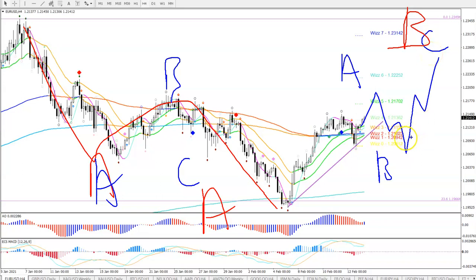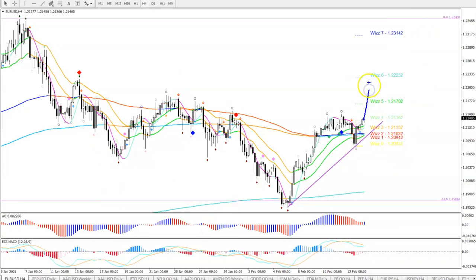Okay, I hope that's clear. So this is 5 of A, 3 down, and then another 5 up to complete the ABC up. ABC zigzag expected at this moment. If it does move down, that means that the A has already been completed, and we're expecting an ABC red in blue B, and then up for blue C.